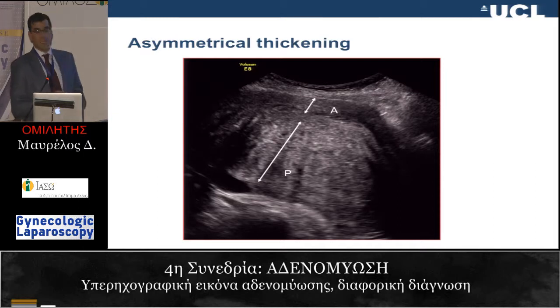But clearly, this is an exaggerated example of asymmetrical thickening. This is the anterior myometrial wall. This is the endometrial cavity. This is the posterior wall. You can see that she's got really bad adenomyosis. The other thing that's interesting about this image is that it's always difficult with adenomyosis to see the boundary between endometrium and myometrium, because obviously it's blurred through the migration of the endometrium.